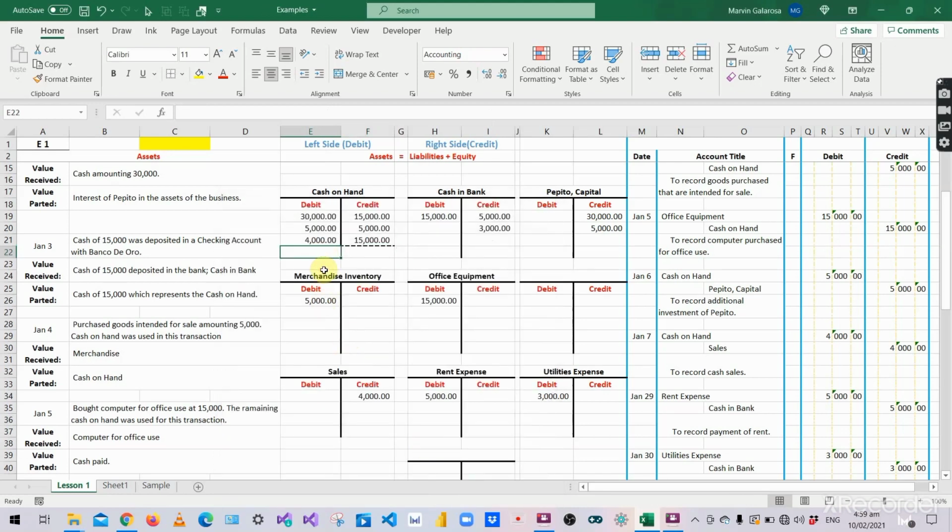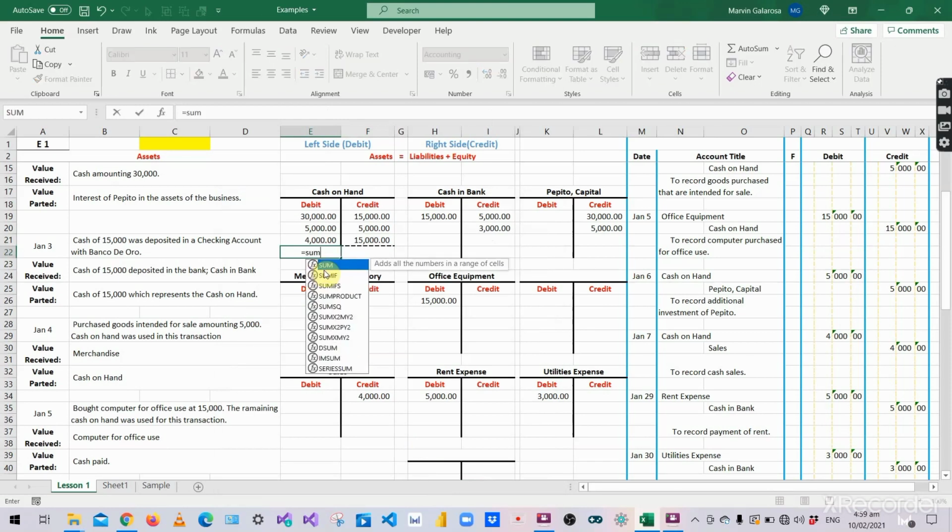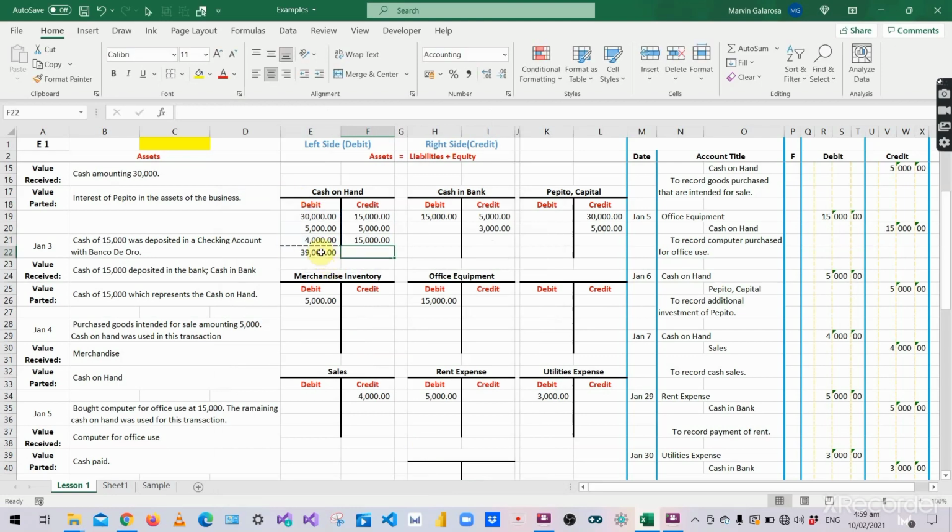Let's get yung debit balance muna. So, 30,000 plus 5,000 plus 4,000, we have 39,000 total ng debits. And then, kunin natin yung total ng credits. 15,000 plus 5,000 plus 15,000. We get 35,000. Mas malaki yung debit side kesa sa credit side. So, we have a debit balance amounting to 39,000 minus 35,000, 4,000 pesos.